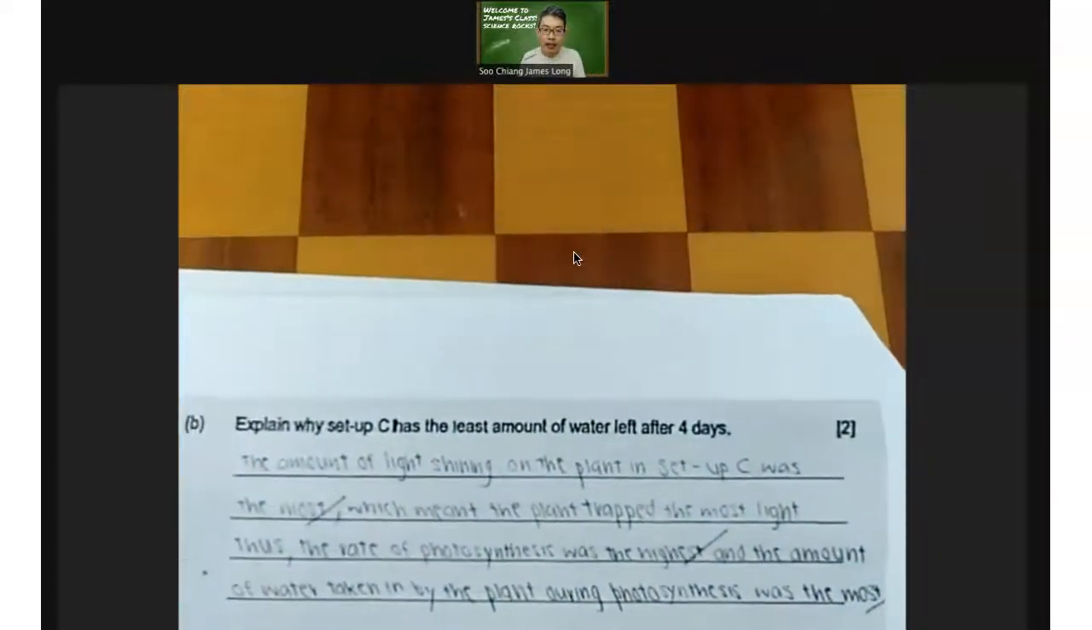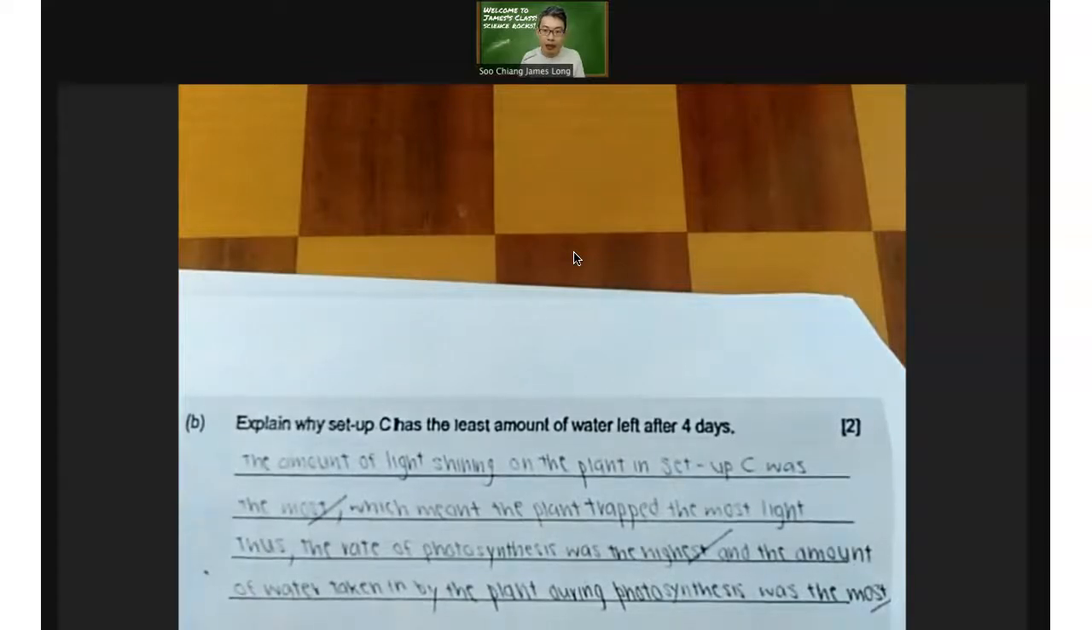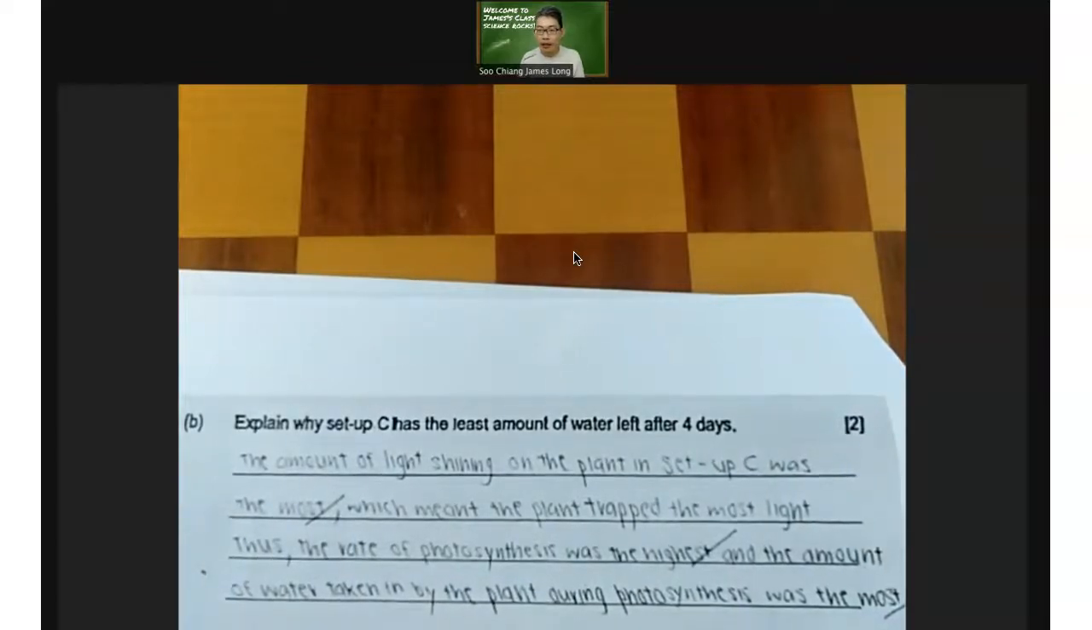Explain why setup C has the least amount of water left after 4 days. Again, link back to the concept, which is about rate of evaporation, and more light means that the rate of evaporation will increase. But it's 2 marks, right? So how do you get your 2 marks? Let's take a look at your CER and how you can use CER to do this.